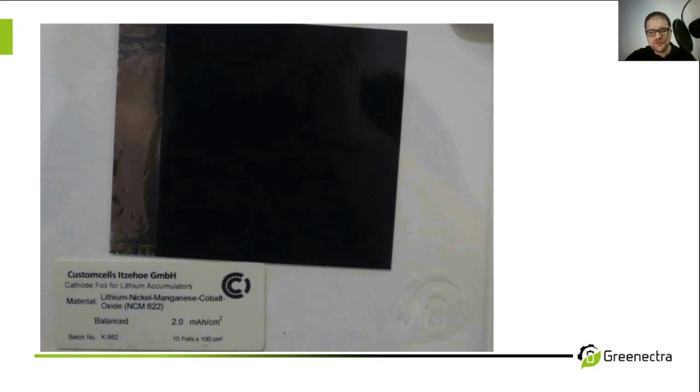On the second picture we can see a cathode. It's a very typical cathode for automotive these days. It's a lithium nickel manganese cobalt oxide, NCM or NMC as we call it. And you can guess it, this piece of electrode we call cathode, and we do not care whether the battery is charged or discharged.